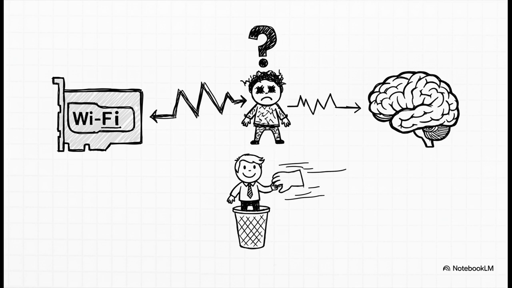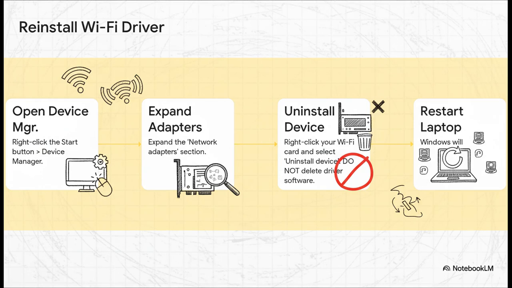So our first deep fix is to essentially fire that old confused driver and let Windows automatically hire a fresh new one. To do this, we're going to head into the device manager. Now, follow these steps carefully. The most important part, and I mean this, is when you uninstall, do not check the box to delete the driver software. We want to keep it on hand. We just want to uninstall the device itself. Then when you restart, Windows will see the hardware and automatically reinstall a clean, working driver for you.